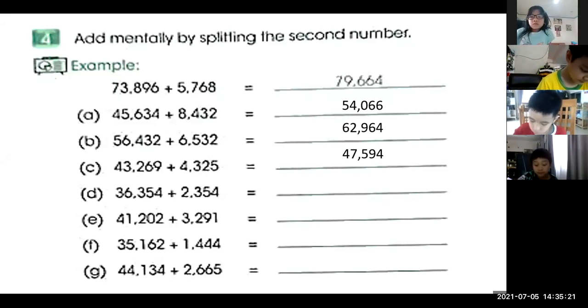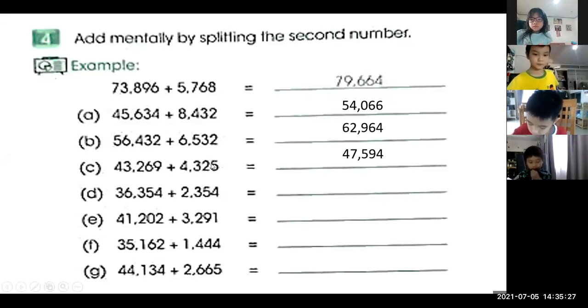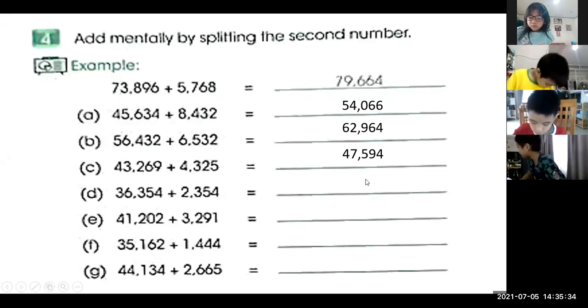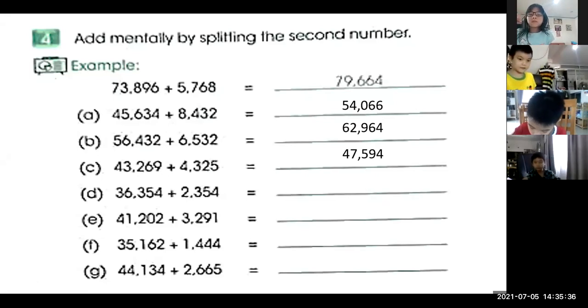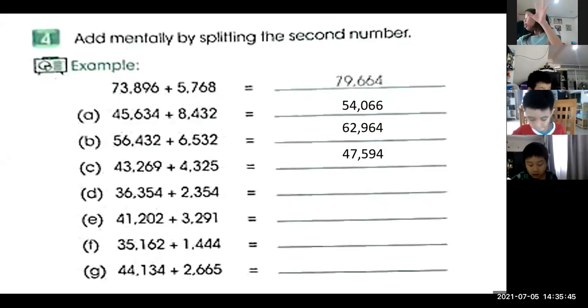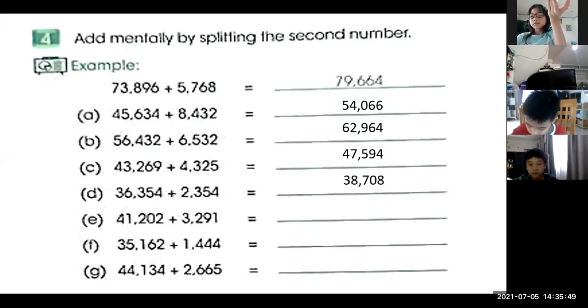47,594. Why is it 9? Because 5 plus 9 is 14. So we add 1 in here. So 6 plus 2 is 9. So we have here 94. Letter D. Add the thousands place. 6 and 2. 38,000. Very good. 708. Very good. Good job.